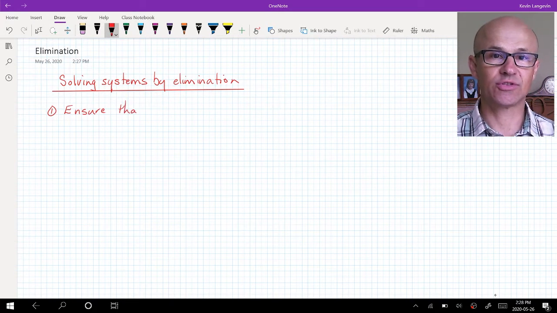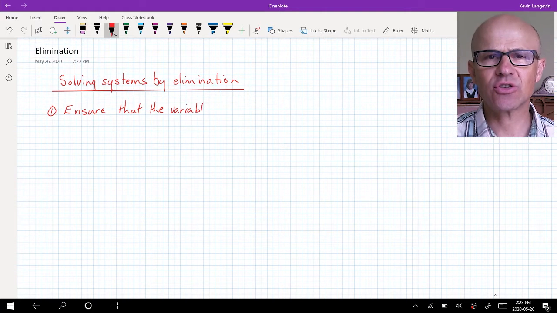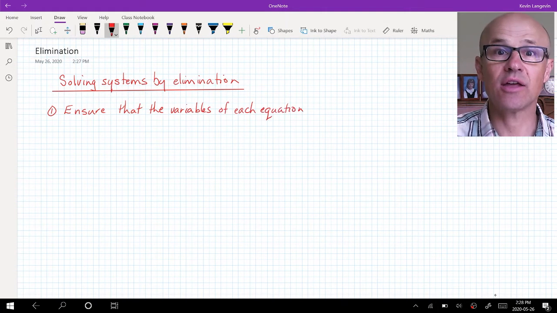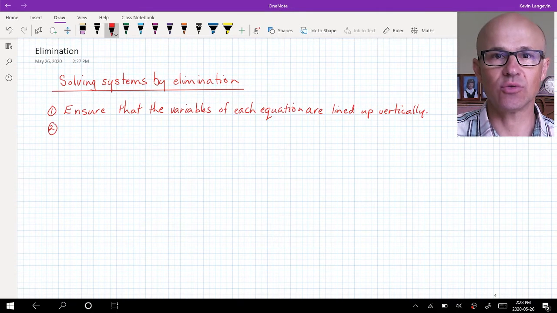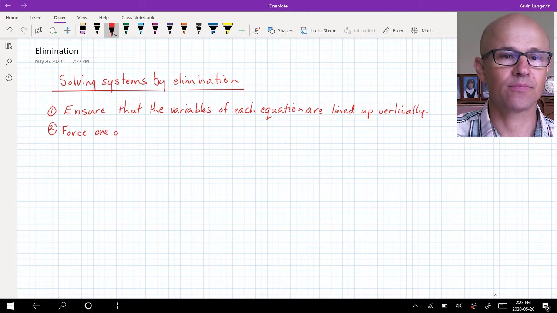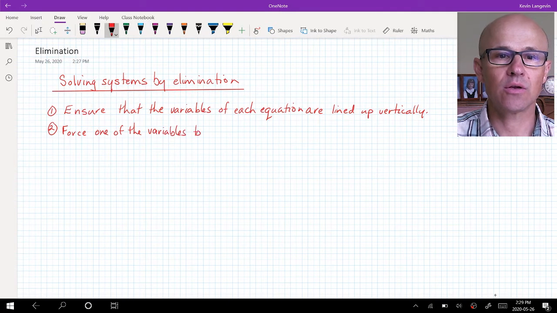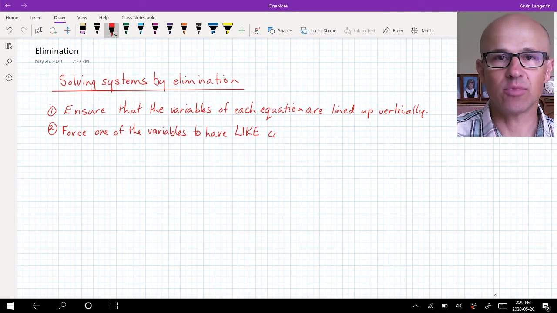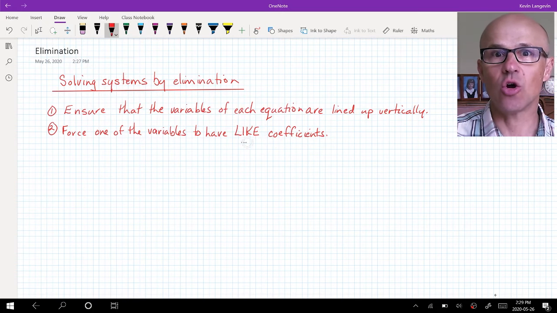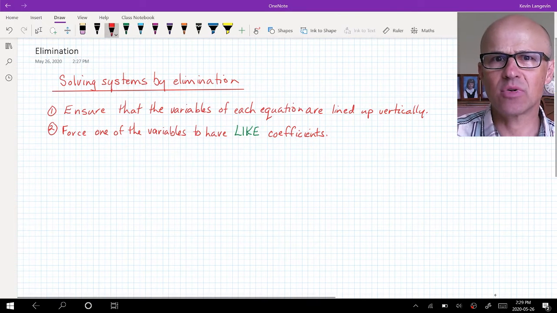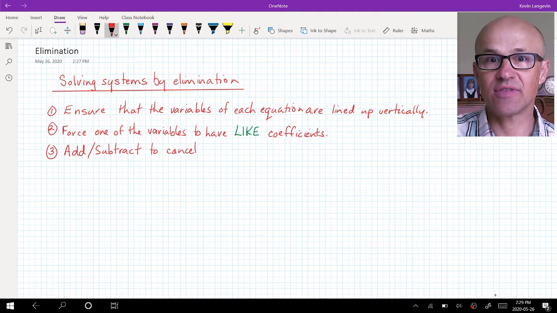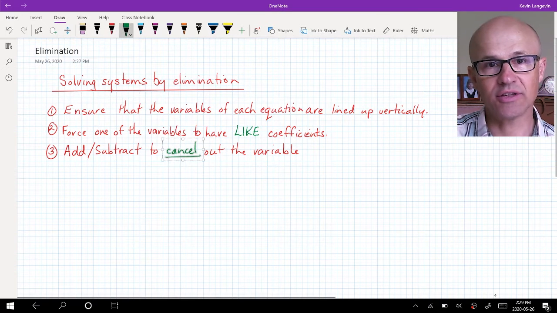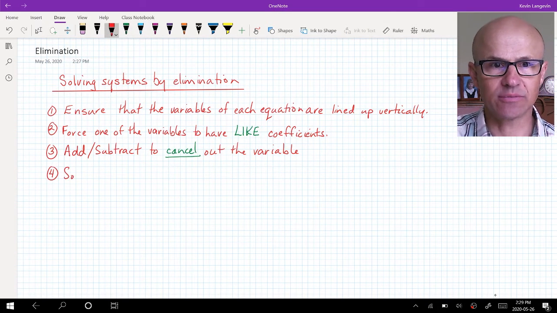So some rules. One, we've got to make sure that our x and our y and our equal signs are all lined up vertically as we list the two equations. We're going to force one of the variables to have what we call like coefficients. That's when the number, it doesn't matter about the sign, but the number attached to the variable is exactly the same for both x's or for both y's, or whatever other letter we're using.